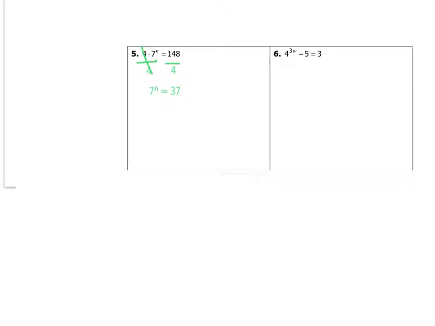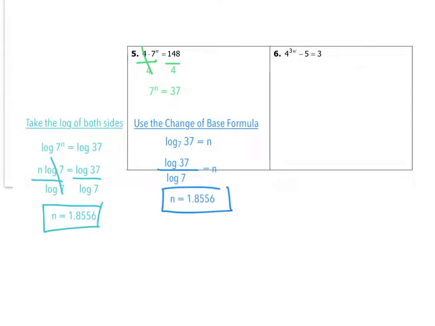So from this point, now that we've isolated that expression, I'd like you to pause the video and solve for n using either of the two methods that I've shown you. Alright, so hopefully, depending on which method you chose, taking the log of both sides or using the change of base formula, you ended up with n equals 1.8556. So if you got that, you can go ahead and move on. If you didn't, I'd like you to look through my work and identify where you went wrong or write down any questions that you might have about my process. And we're going to move on to number 6.